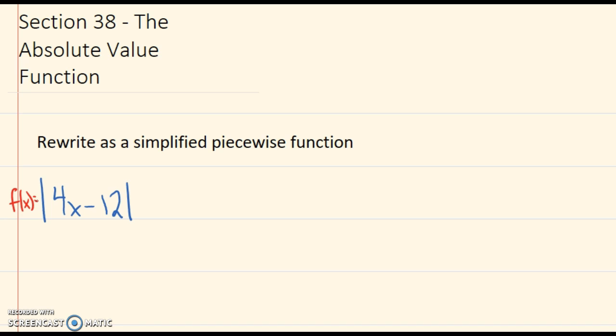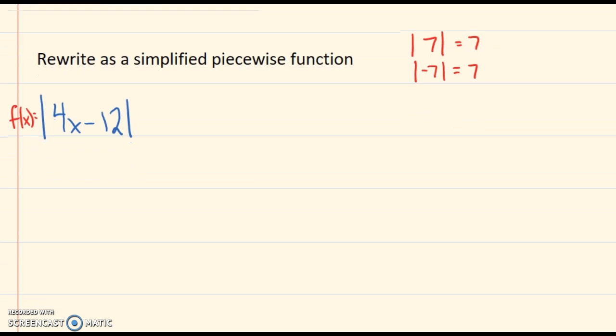So recall that if we do the absolute value of a number, let's say we did the absolute value of 7. The absolute value is defined as the distance a number is from 0. So the absolute value of 7 would just be 7. But similarly, if we took the absolute value of negative 7, that number is also 7 units away from 0. So that would give us 7 as well. So when we're dealing with absolute value functions, we effectively have two pieces, the positive case and the negative case.